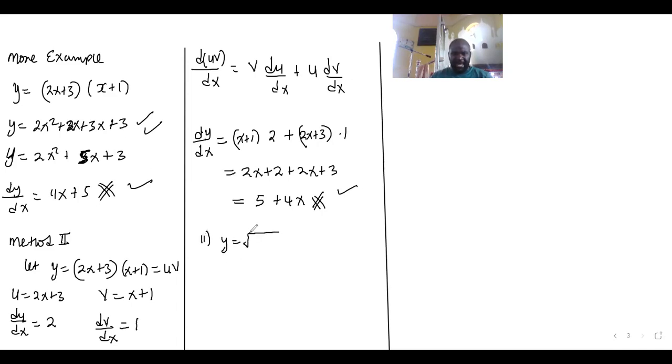y is equal to root of x times (2x plus 1). See that? Then one can say, I let my u be root of x, so that du/dx is a half of x to the power negative a half. Then my v to be 2x plus 1, so that my dv/dx becomes 2.